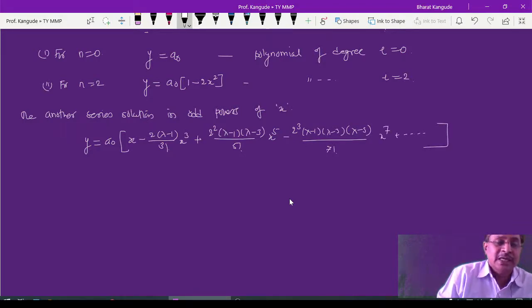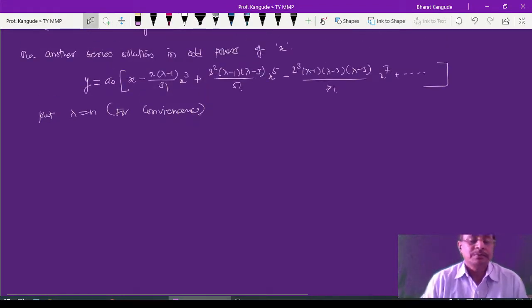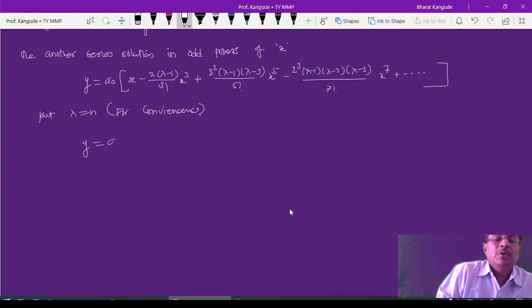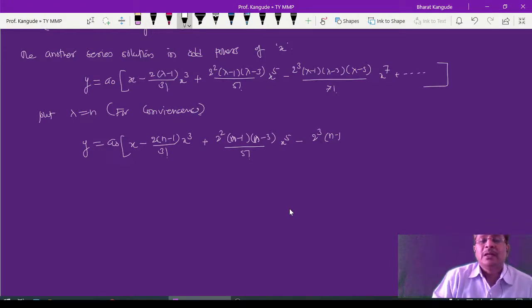So this is an infinite series. Again, put lambda is equal to n for convenience, and you will get y is equal to a0 into the bracket x minus 2 into n minus 1 upon 3 factorial multiplied by x cube plus 2 square into n minus 1 into n minus 3 upon 5 factorial into x raised to 5 minus 2 cube into n minus 1, n minus 3, n minus 5 divided by 7 factorial into x raised to 7, and so on. Sorry, this is n, you replace by n, not lambda.